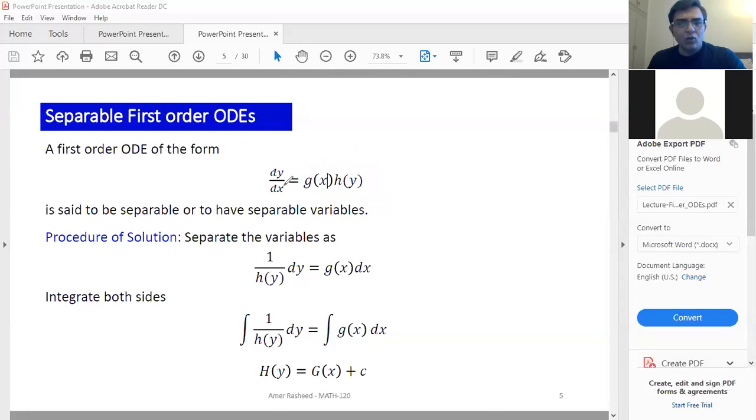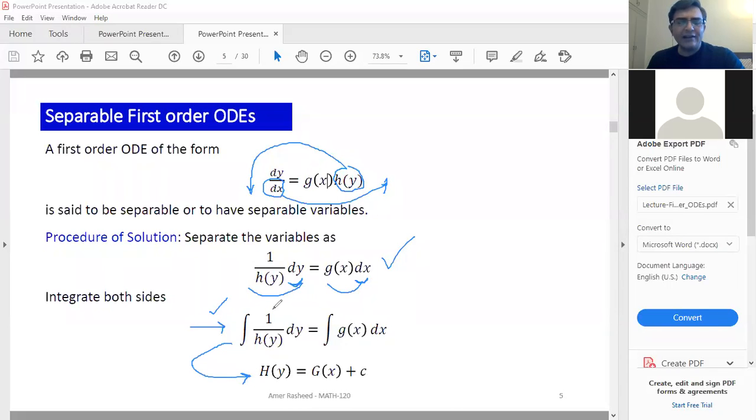How can we separate? We take the differential dx on this side and the function of y on the other side. We have separated the variables. You can see that on the left hand side we have only the y variable, and on the right hand side we have only the x variable. Now we integrate both sides, the left with respect to y and the right with respect to x.